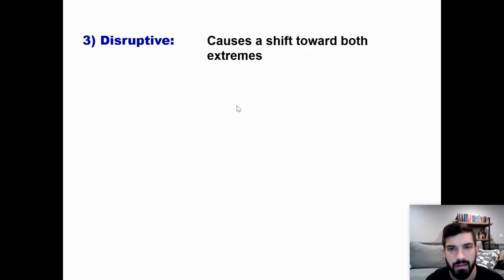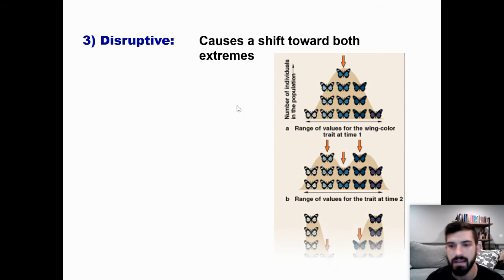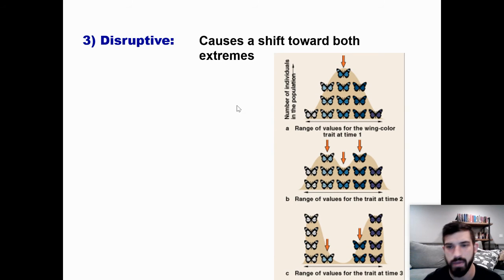phenotype. And finally, a disruptive shift in population causes a shift towards both extremes. This is also a shift that you might have seen in your activity this week, where the average population would die out and populations of two extremes would emerge from that, and maybe possibly one day, depending on the reason for this disruption, become two new species.